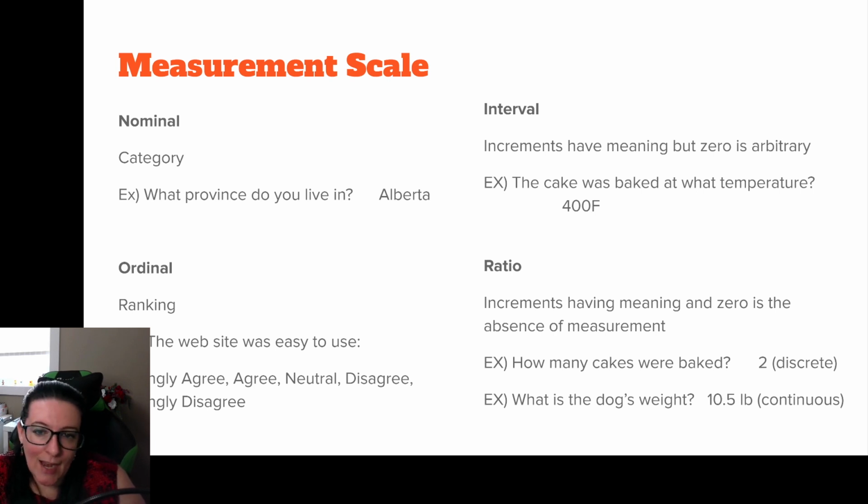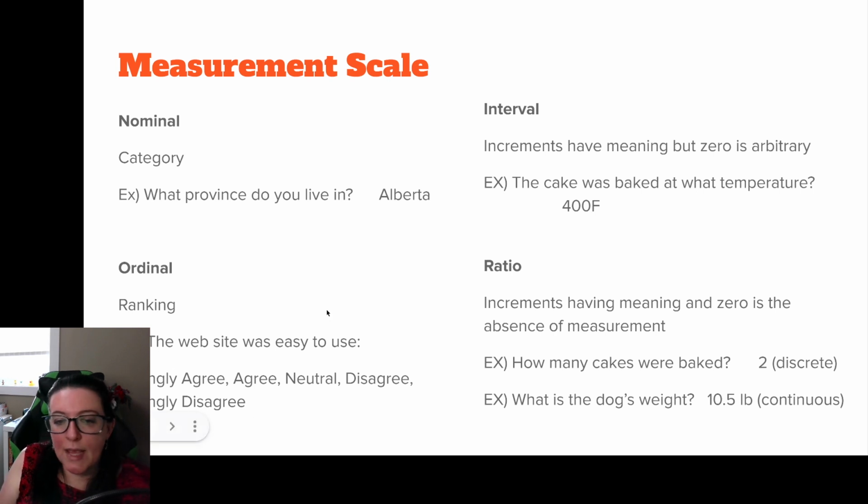Ordinal data is data that has ranking. So we often use Likert scales when we do surveys. And so it is categories here, but there is some kind of order to it. So we might have a statement that says the website was easy to use, and your choices are strongly agree, agree, neutral, disagree, strongly disagree. And so there is a difference between the strongly agree category and the strongly disagree category in terms of preference. Whereas with the nominal, Alberta, BC, there's no ranking or order to it.